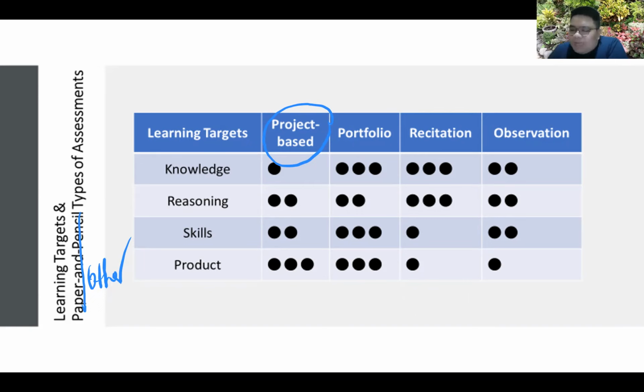Class, you would want a product. For example, if you're talking about economics, I will ask my students to present something that has been recycled. I am asking them to create a product. And that product allows for a higher type of learning target. That's why we teachers like portfolios. Recitation and observation are low in product and skills, but they can also trigger knowledge and reasoning.